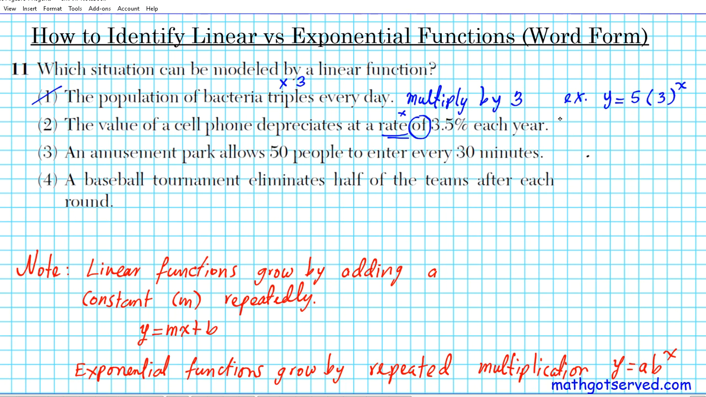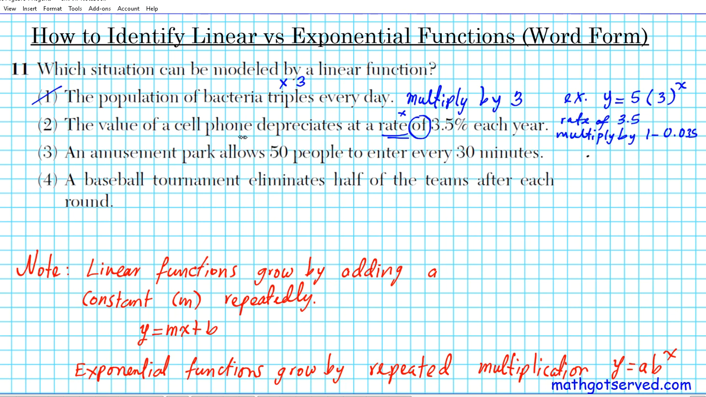So depreciating by a rate of 3.5% basically means that you multiply by 1 minus 0.035, since 1 represents 100% and 3.5% in decimal form is 0.035. So you multiply by 1 minus 0.035 repeatedly over and over again, and that's what will generate the terms of this depreciating function.